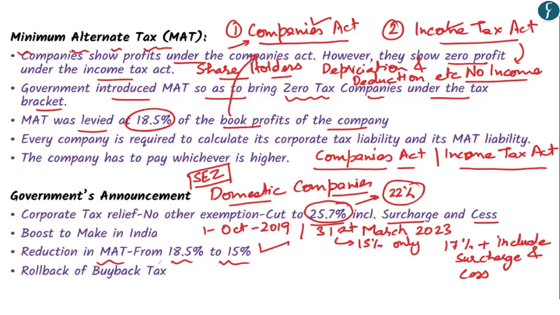Last but not the least, we need to understand the rollback of the buyback tax. The Union Budget 2019-20 had introduced a 20% tax on the buyback of shares by companies. This had impacted investor sentiment, as buybacks were a popular instrument with firms keen to give cash back to shareholders. The government has now decided to withdraw this tax.